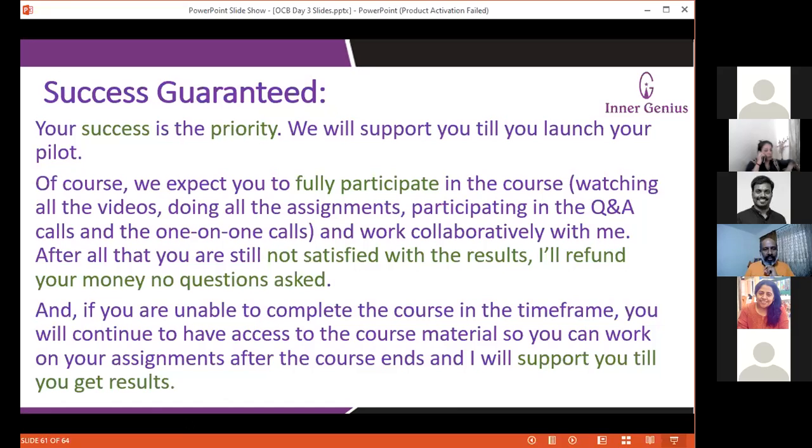So I'm making it completely risk free for you, but you need to make the choice for it. Right now, another part of that is, if you are unable to complete the course in the time frame, you will continue to have access to the course material, so you can work on your assignment after the course ends, and I promise, commit to support you till you get results.